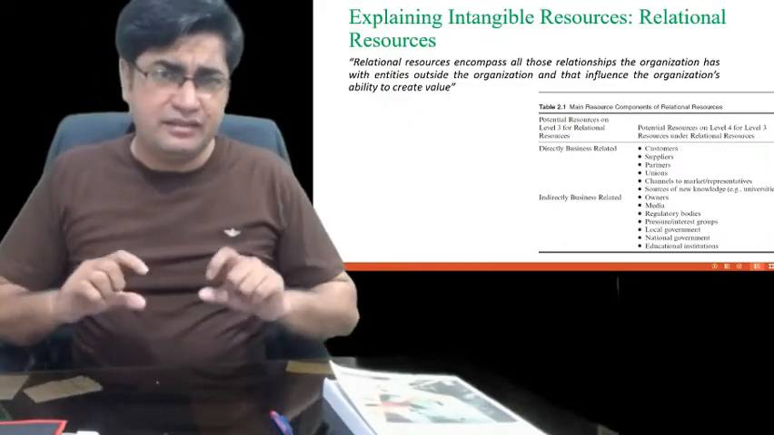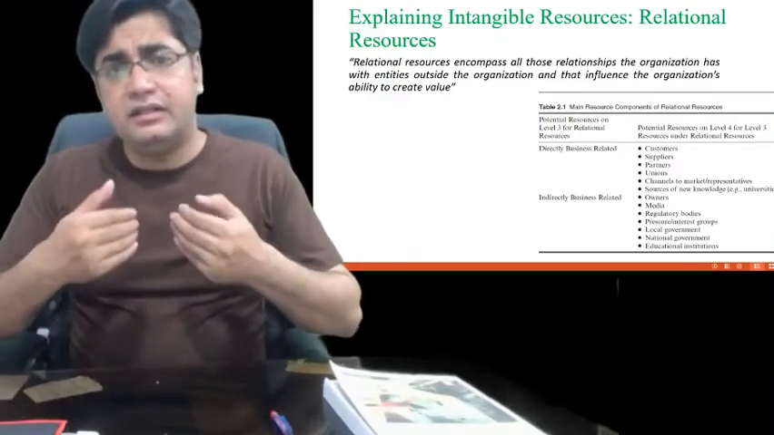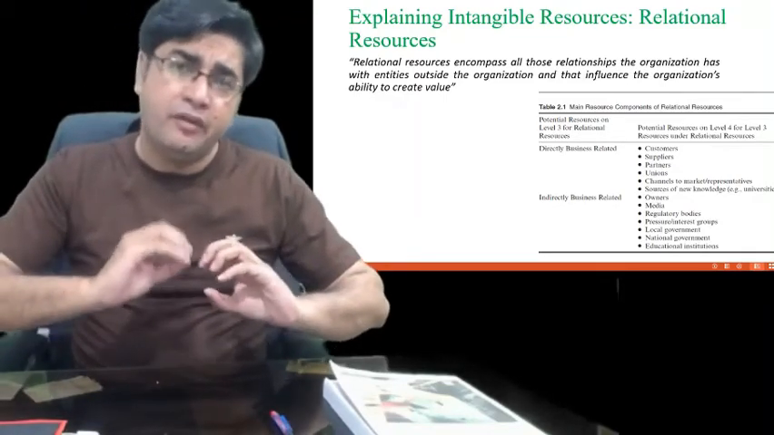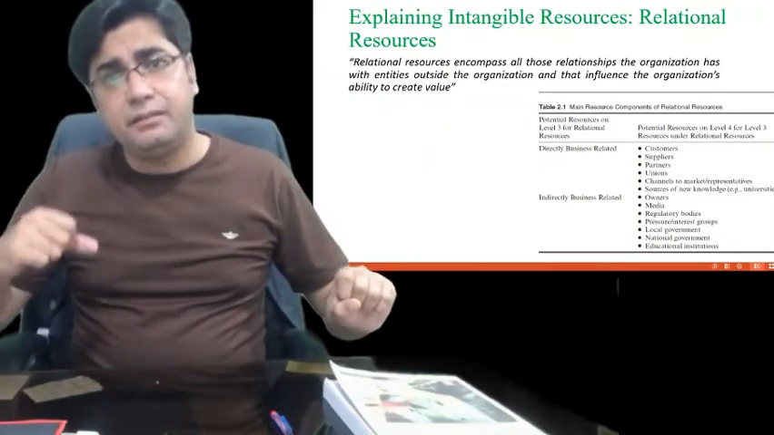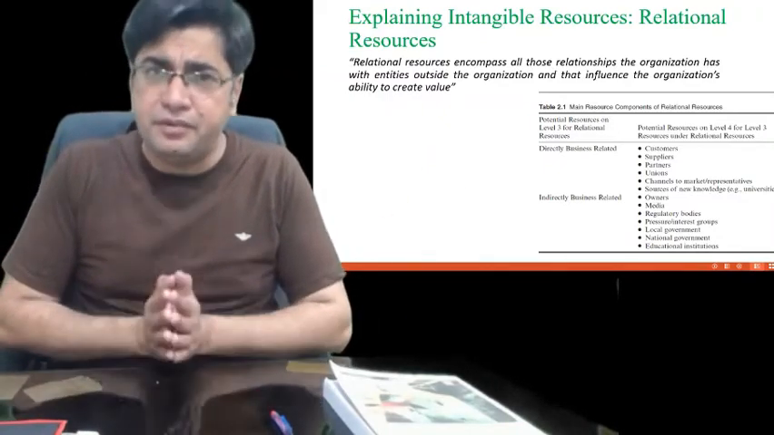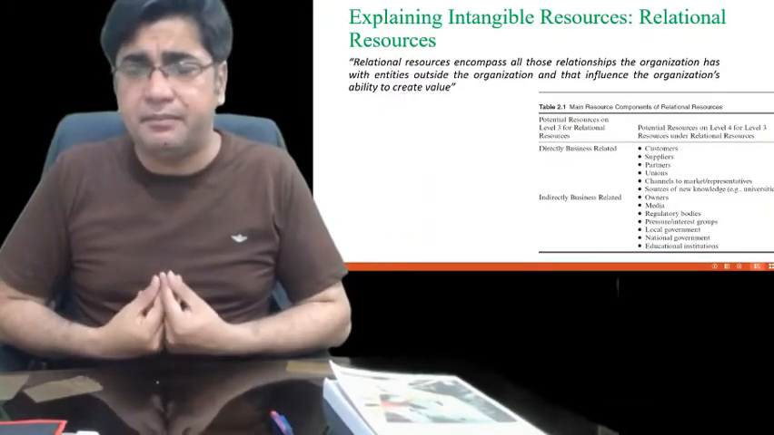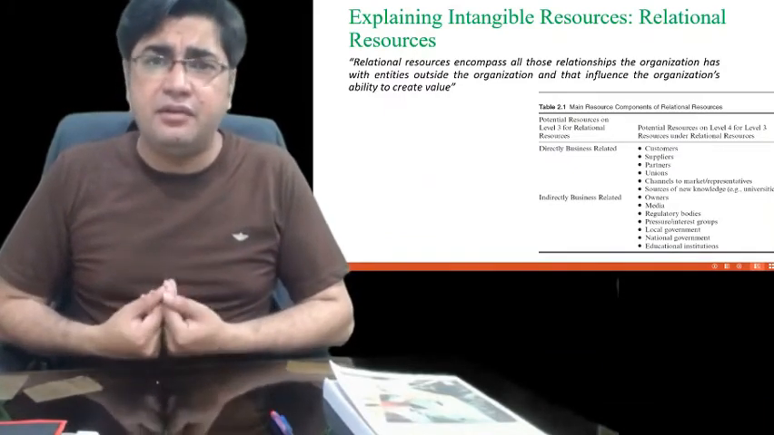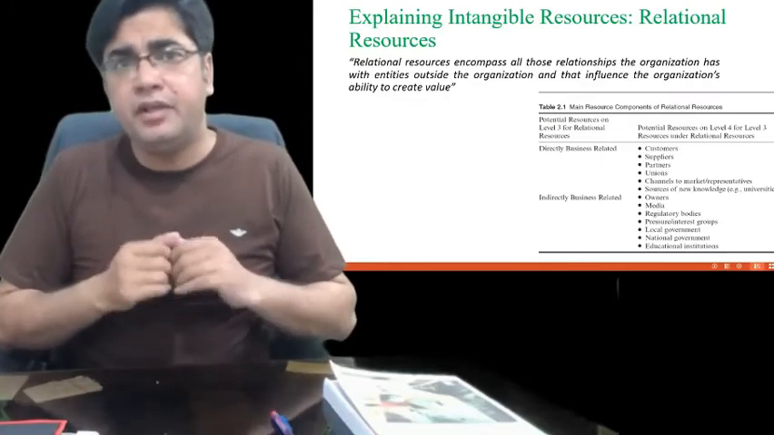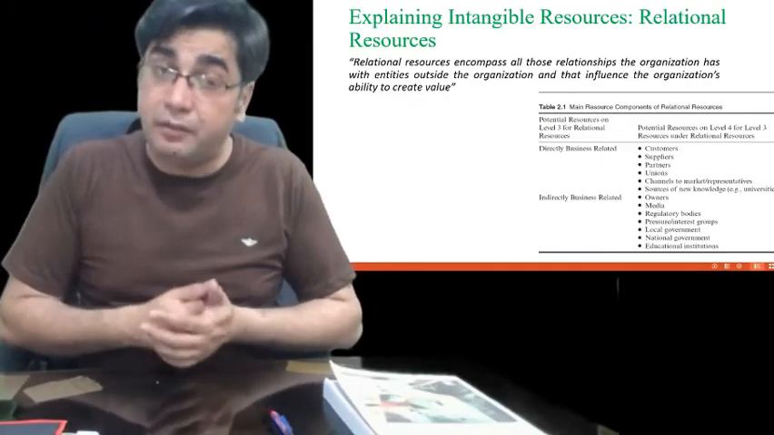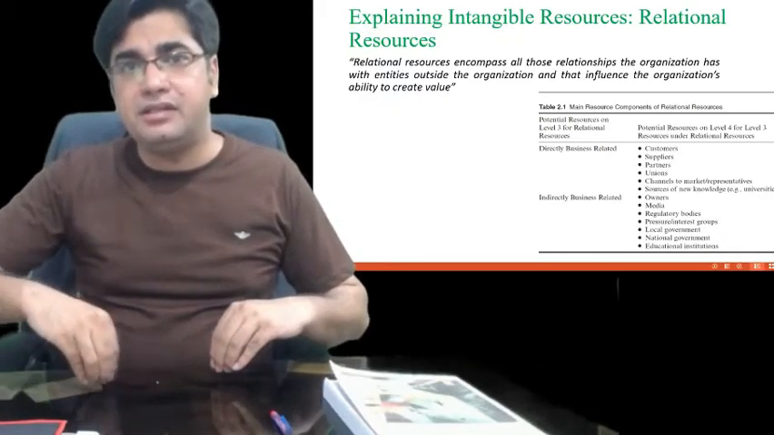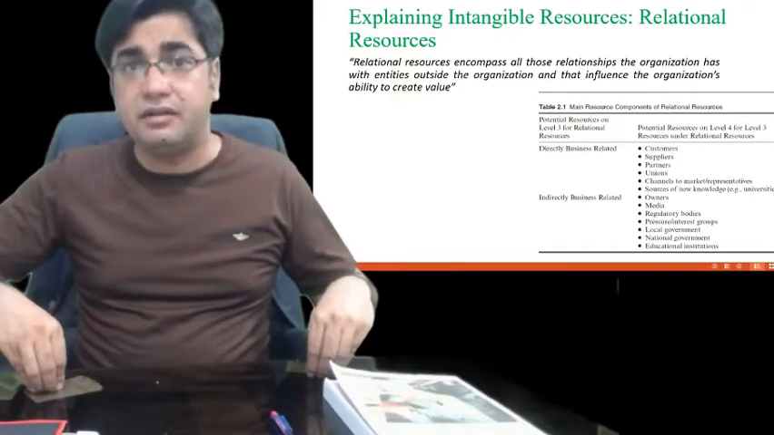The relational, it's obvious from its name. Relational capital is the relationship of an organization with its employees, with its suppliers, with its customers. In fact, a lot of people, while computing or checking the relational capital, do not take into account the relationship of an organization with its employees. But to me, relationship with employees is also part of the relational capital. Relationship with the employees, with the suppliers, with the customers.